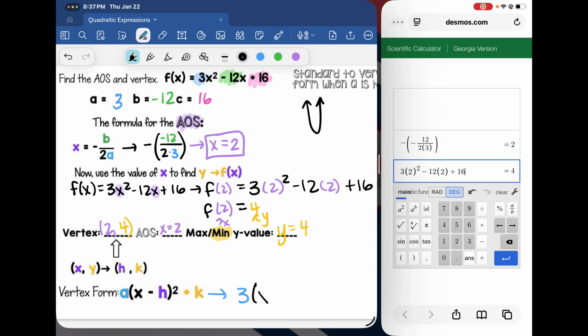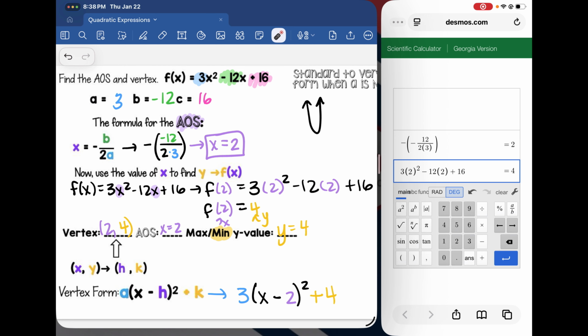Times x minus my H value. H and X are the same thing. So what is my H value? 2. And it's a positive 2. So all I'm going to do is put the 2 right there. Close parentheses squared plus my K value. What is my K value? Plus 4. And I have written it in vertex form by simply finding the actual vertex and substituting it into the equation.